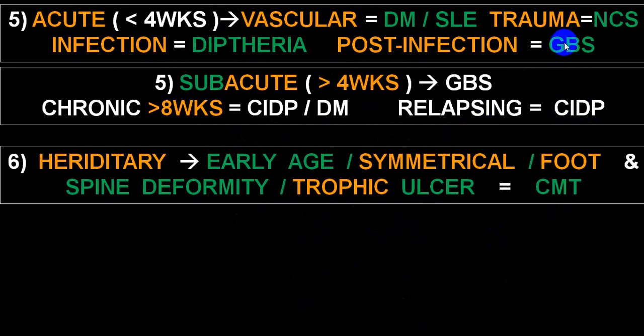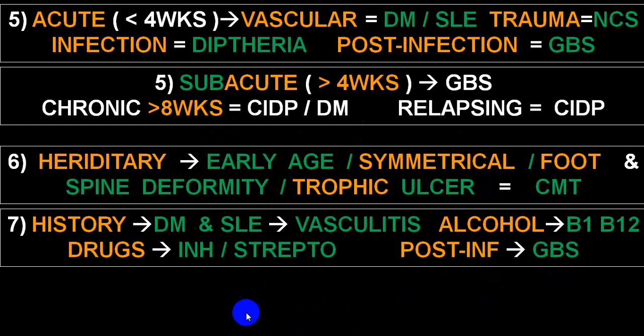While GBS is described as an acute inflammatory demyelinating polyneuropathy, AIDP. If there is a strong family history, it comes in early age group, symmetrical, foot and spine deformity, trophic ulcer, do suspect Charcot-Marie-Tooth. If there is a history of diabetes, very easy. And if there is skin lesions, and clinically you are diagnosing SLE and person has got nerve involvement, do suspect vasculitis is responsible in SLE for peripheral nerve involvement.